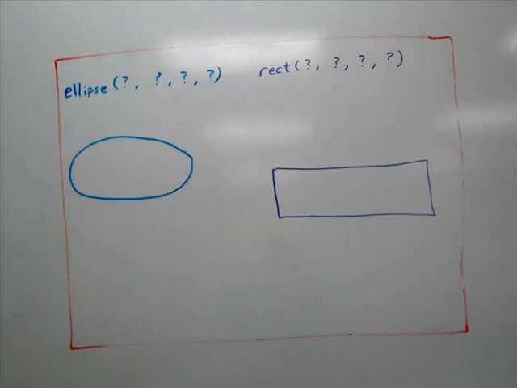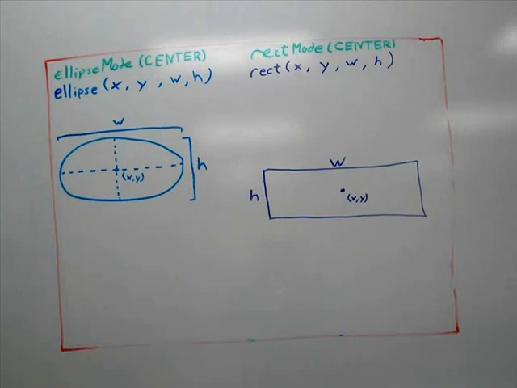To draw an ellipse or rectangle, you use the ellipse and rect methods, respectively. Each takes four arguments, but what the arguments represent changes depending on your ellipse mode and rect mode. In center mode, the first two arguments are the x and y coordinates of the center of the shape, and the next two coordinates are the width and height of the shape, respectively. Ellipses are by default drawn in center mode.